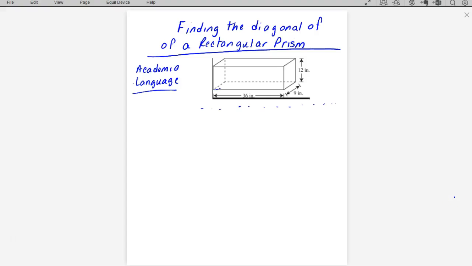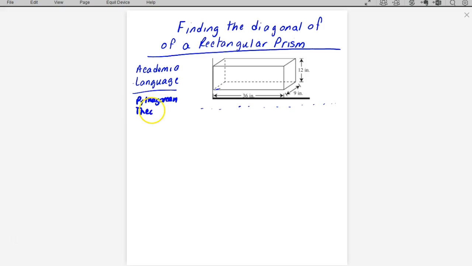Right, ladies and gentlemen, I think for the first time you are hearing my voice on a video. Today what we're going to be learning how to do is find the diagonal of a rectangular prism, and we're going to be doing this by using the Pythagorean theorem.